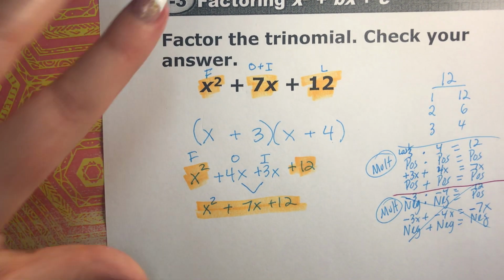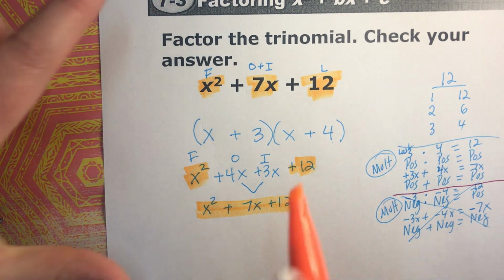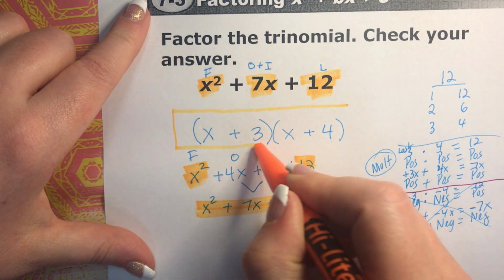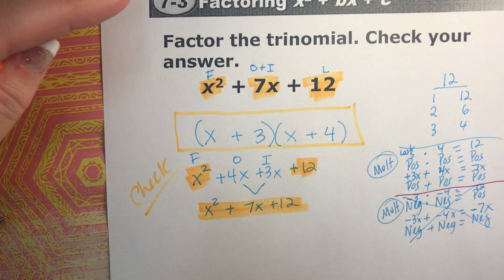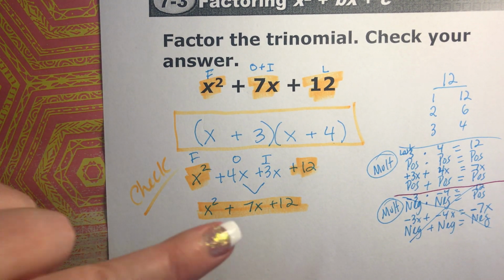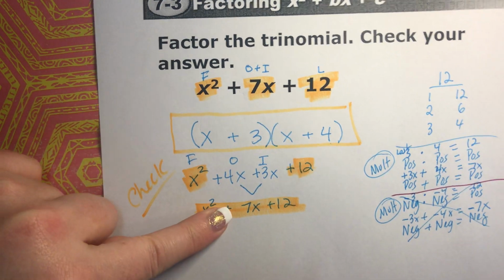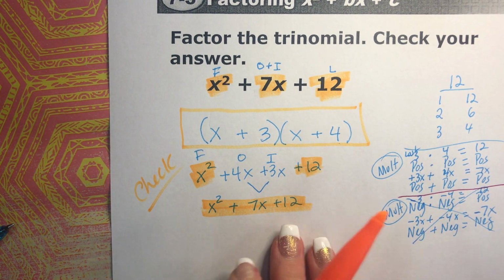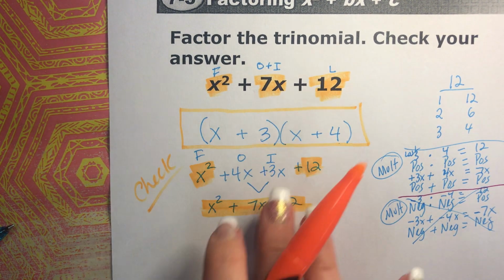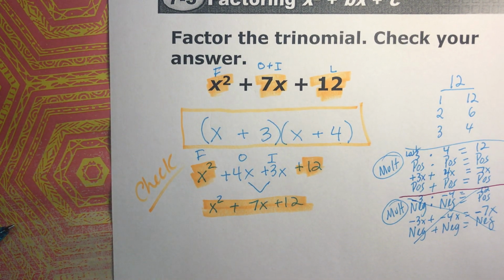Okay, so on your homework, after you find your answer, you need to check it, okay? And it's not that hard just to FOIL it really quick. You're looking to see if you got the same thing here. And if you did, you know you did it right. If something's not right, then you know you did something wrong, okay?